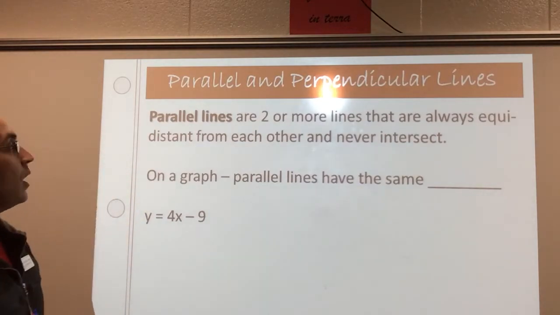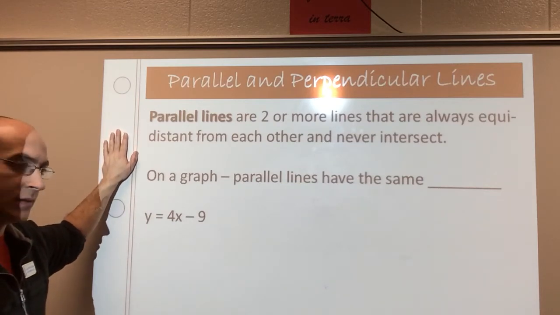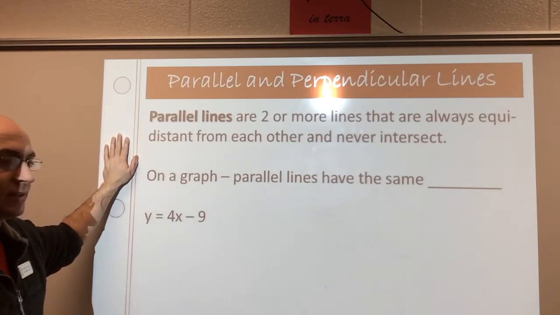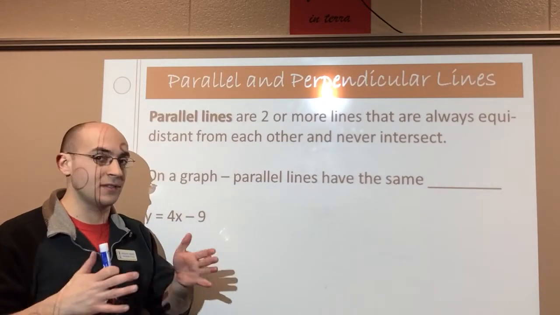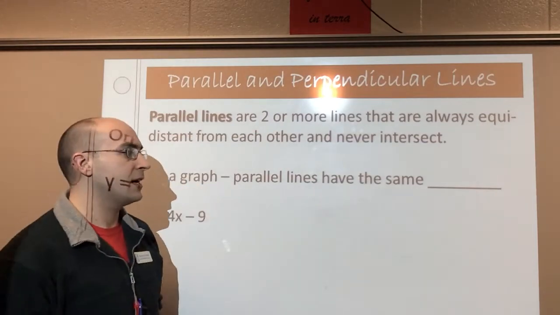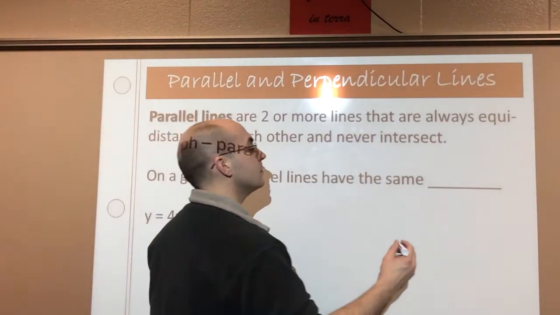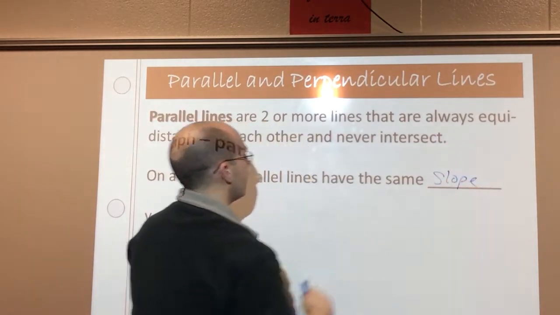Parallel lines are two or more lines that always are equidistant from each other and never intersect. Equidistant, like equilateral triangles, just means that they have the same distance in between forever. So for instance, on a graph, parallel lines always have the same, yes, hopefully you said it, slope. Okay, they always have the same slope.